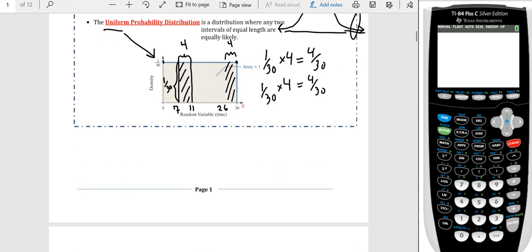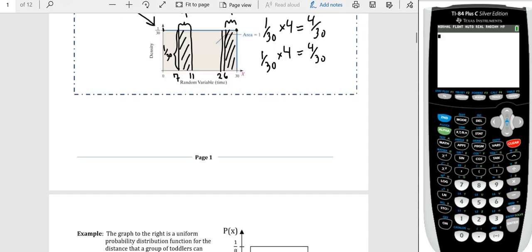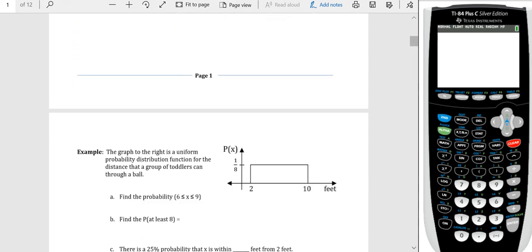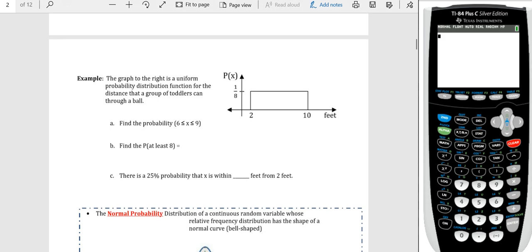As another example of that, we have on the next page a graph that is a uniform probability distribution function for the distance that a group of toddlers can throw a ball.